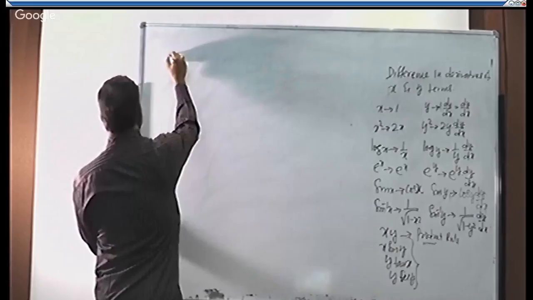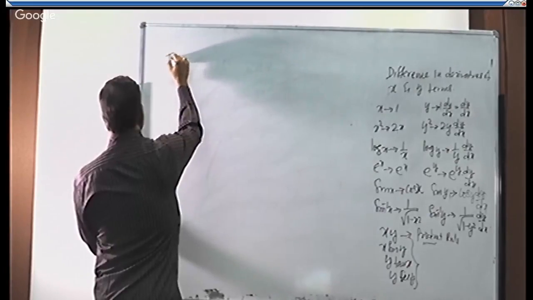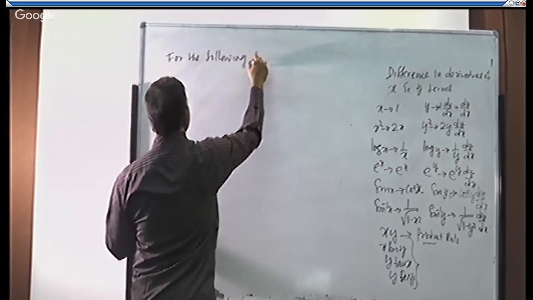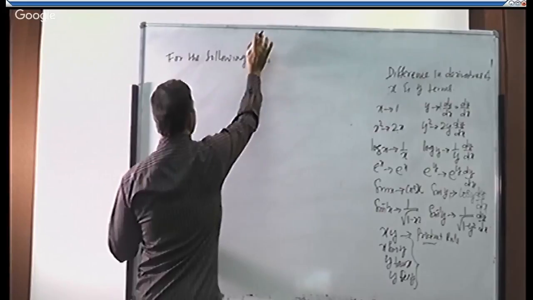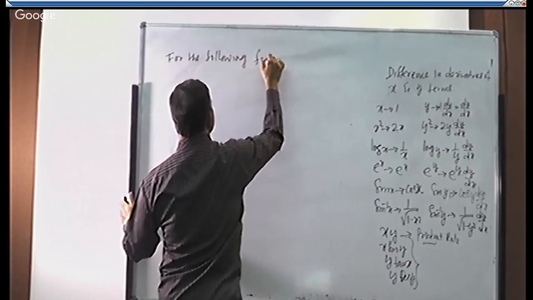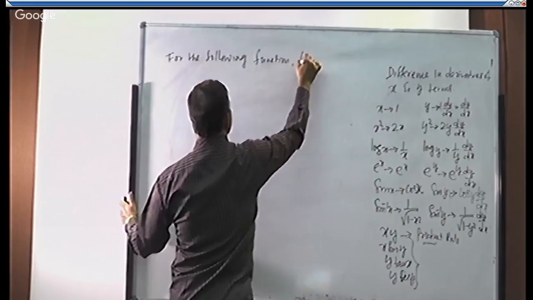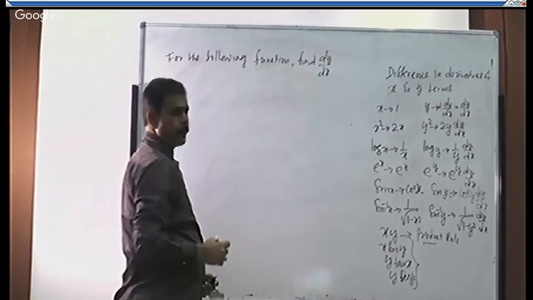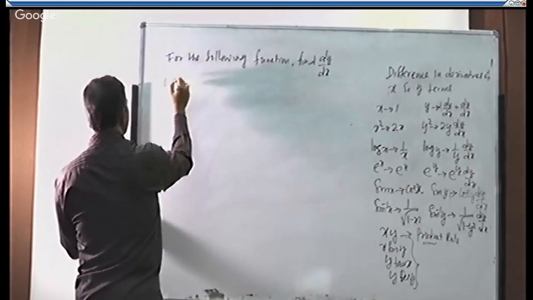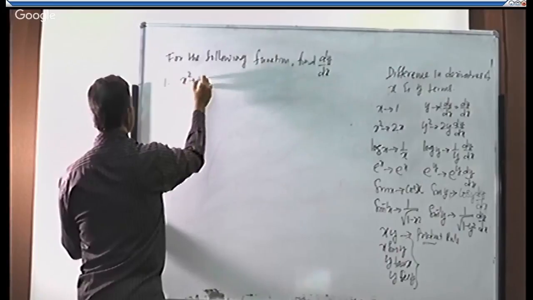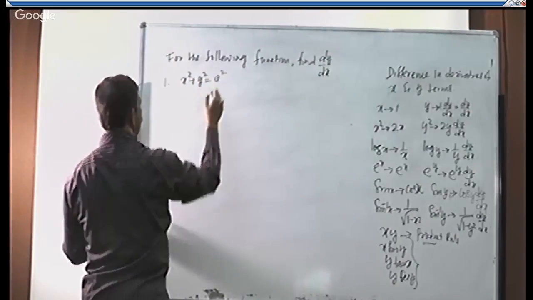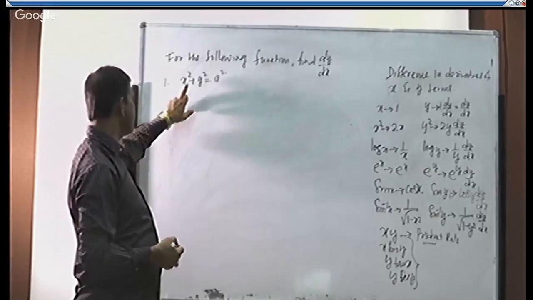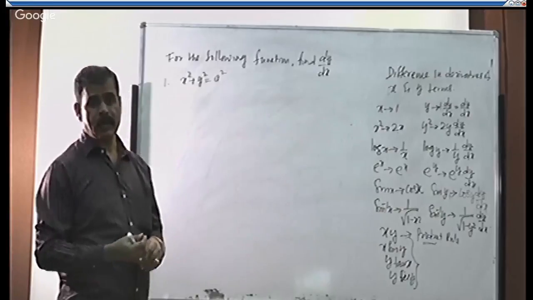Example. For the following functions, find dy by dx. The first function: x square plus y square is equal to a square. What is the function? The function is x square plus y square is equal to a square.